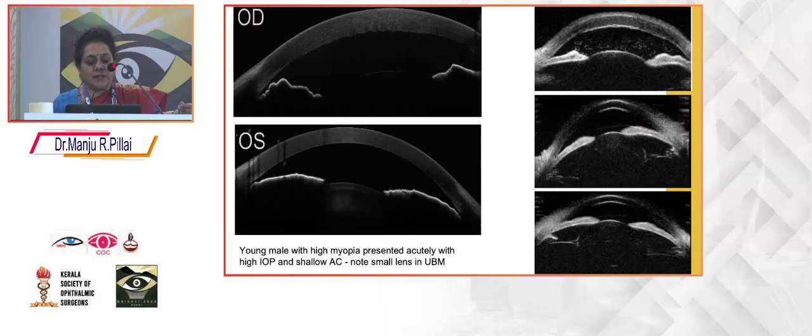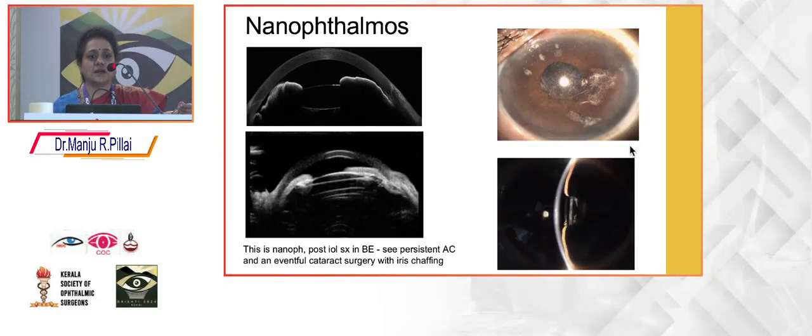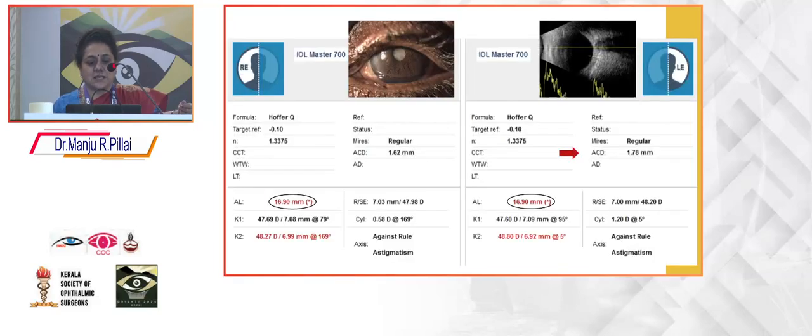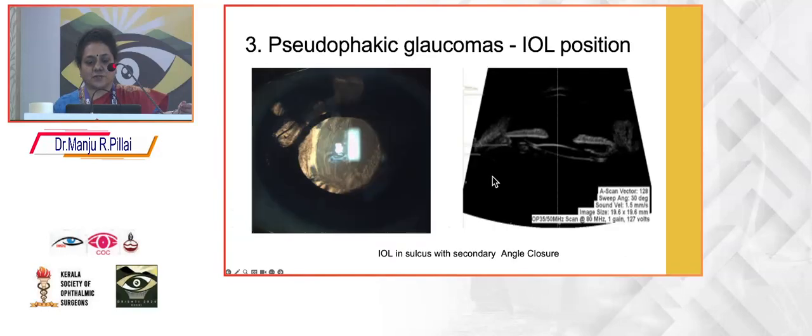A young male with high myopia presented acutely with high IOP and shallow AC, and you note that there is a small lens in the eye. There is another entity that we come across, that is nanophthalmos. Post cataract surgery in both eyes, the AC even looks shallow after the surgery, and you can see iris chafing because of the difficulty that we had in placing the lens. And this is the axial length to show that it was a clear-cut case of nanophthalmos.